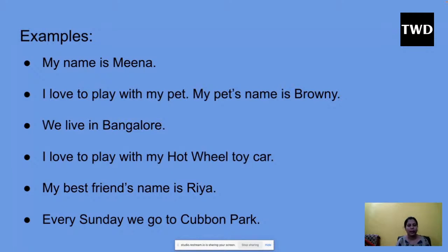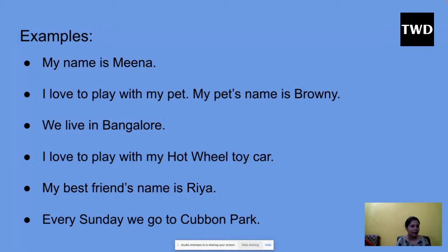We live in Bangalore. Bangalore is name of a city. I love to play with my Hot Wheel toy car. Now this toy car, Hot Wheel, has been manufactured by a specific company, and that's why this Hot Wheel here is the proper noun. My best friend's name is Ria. You can identify which is the proper noun here. Every Sunday we go to Kaban Park.